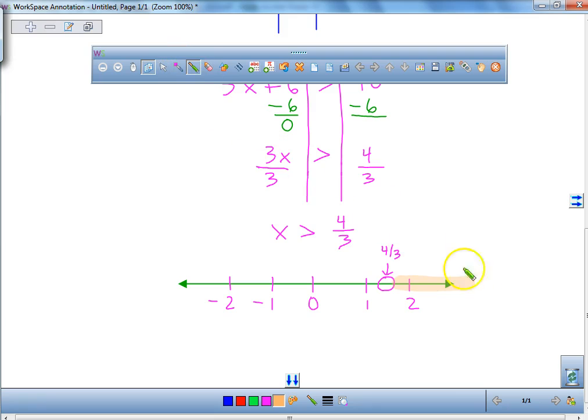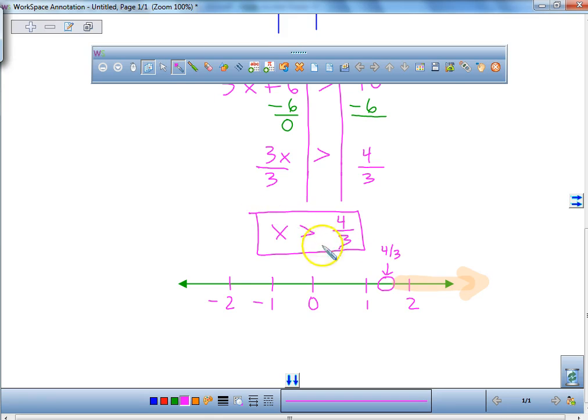Now, did it ask you to do a graph on this one? No, it didn't ask you to do a graph. Technically, our final answer is just what? x is greater than 4/3, which means any real number that's greater than 4/3 is the answer.